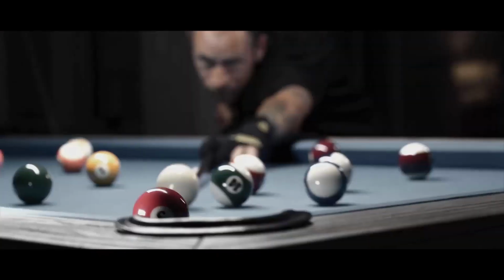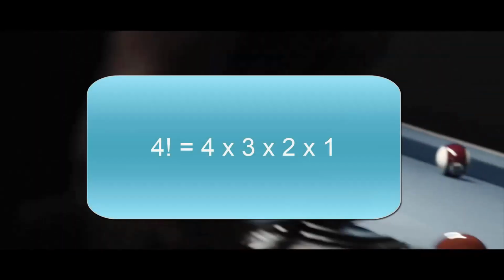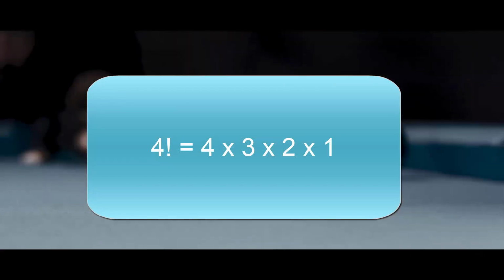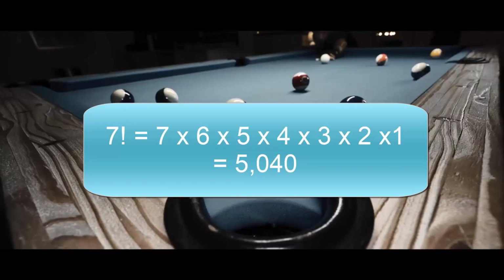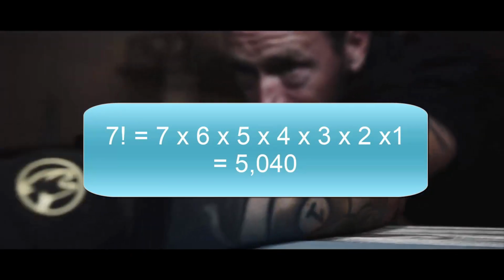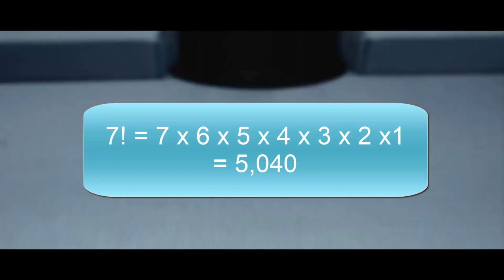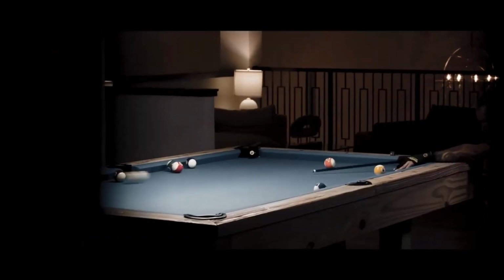A factorial has a symbol, the exclamation point, which just means it's multiplied by a series. For example, 4 factorial equals 4 times 3 times 2 times 1, or 24. 7 factorial is 7 times 6 times 5 times 4 times 3 times 2 times 1, which is 5040. So when we're dealing with permutations, we're dealing with factorials.